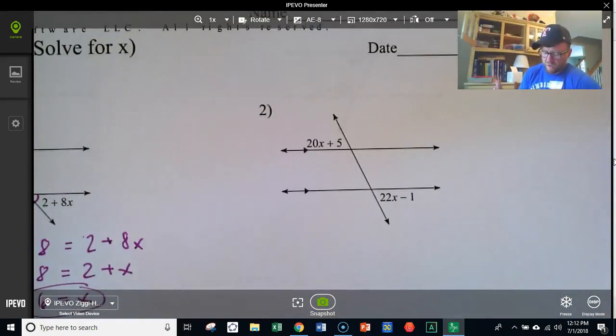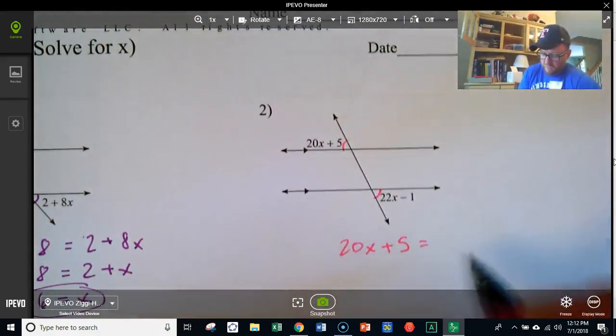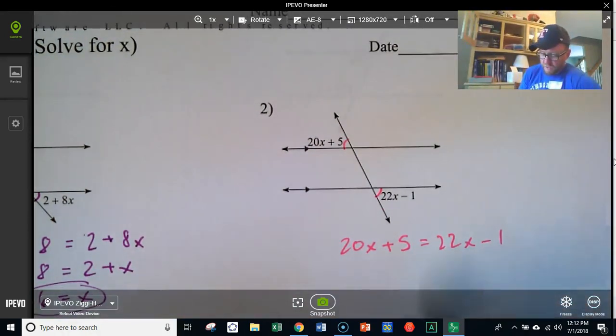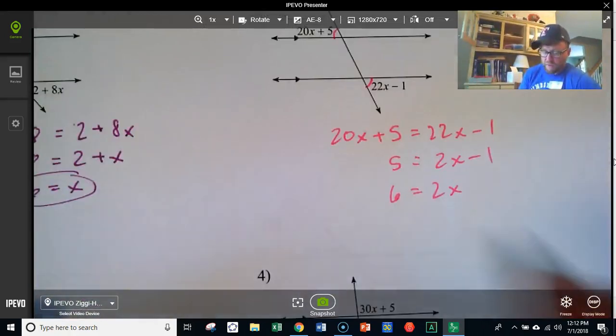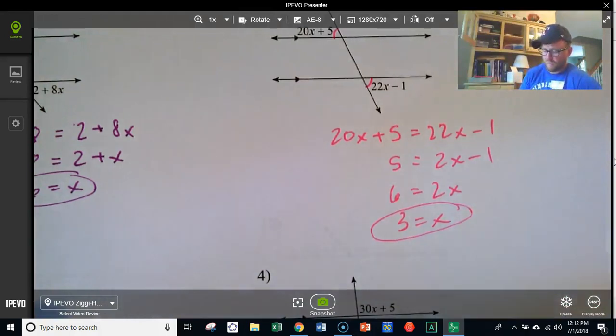Alright, these are alternate exterior angles. They are congruent. So 20x plus 5 must be equal to 22x minus 1. So I'm going to take 20x from each side. 5 equals 2x minus 1. I'm going to add 1 to each side. 6 equals 2x. So I'm going to divide by 2 on both sides. And 3 equals x. Okay.